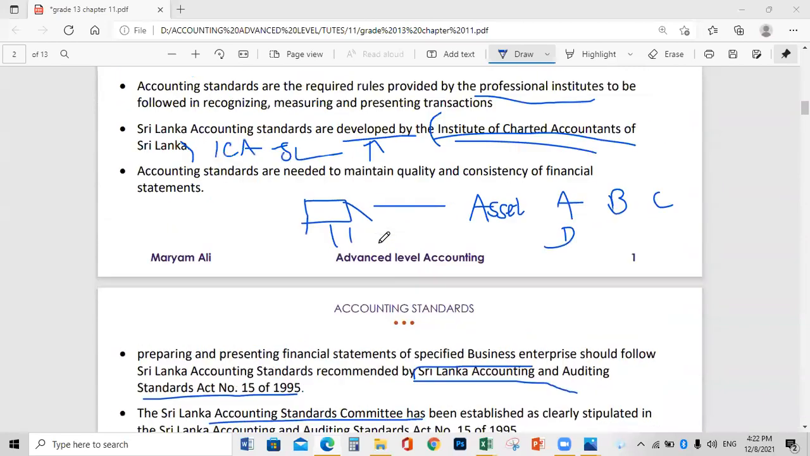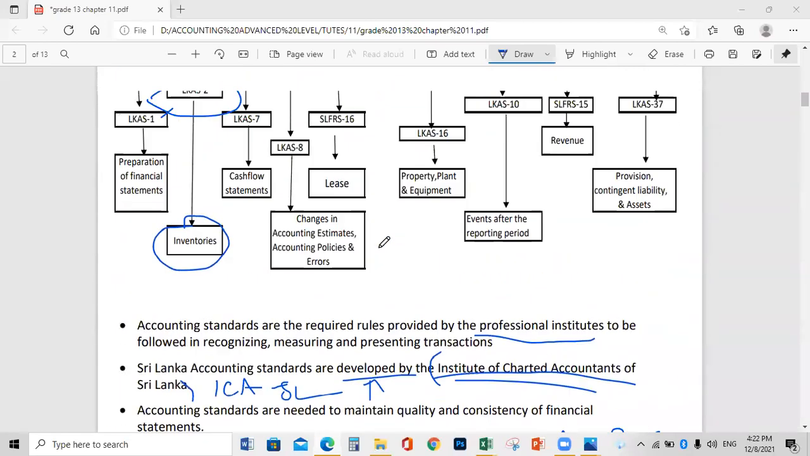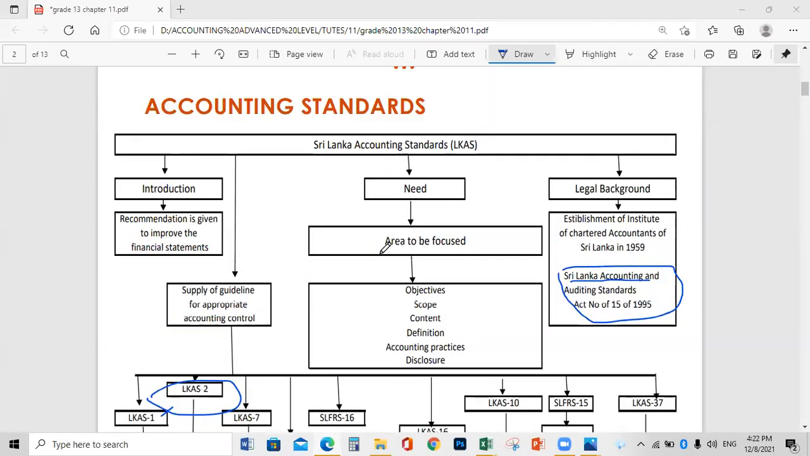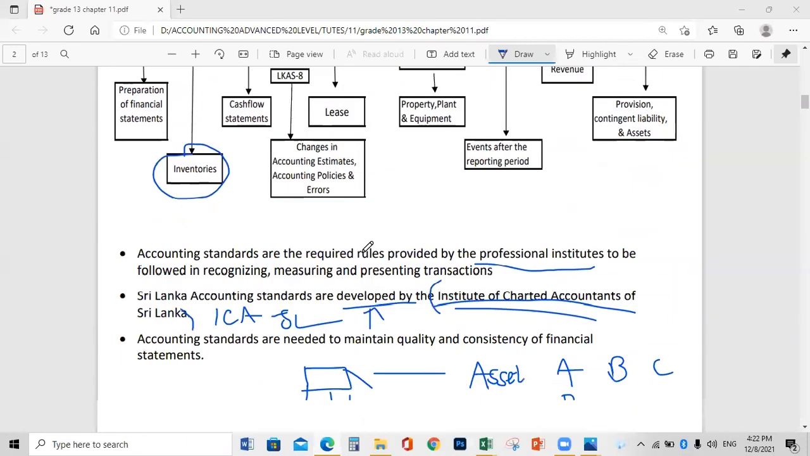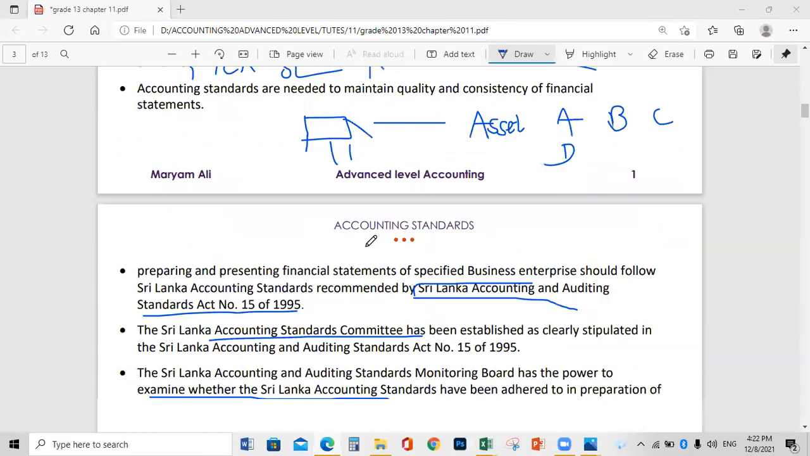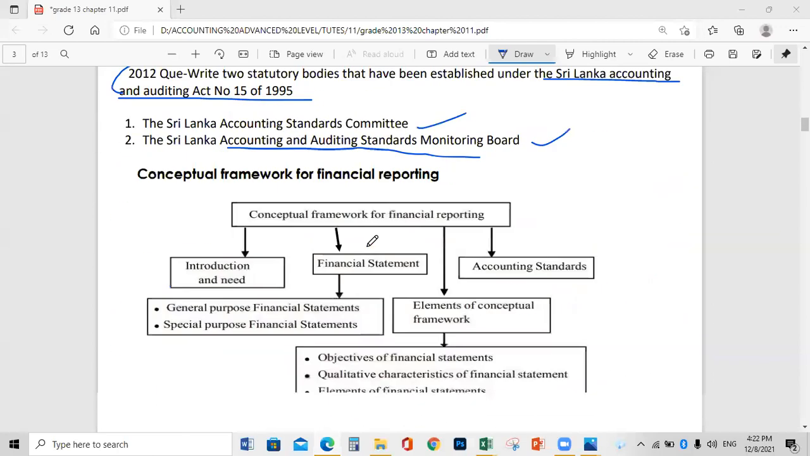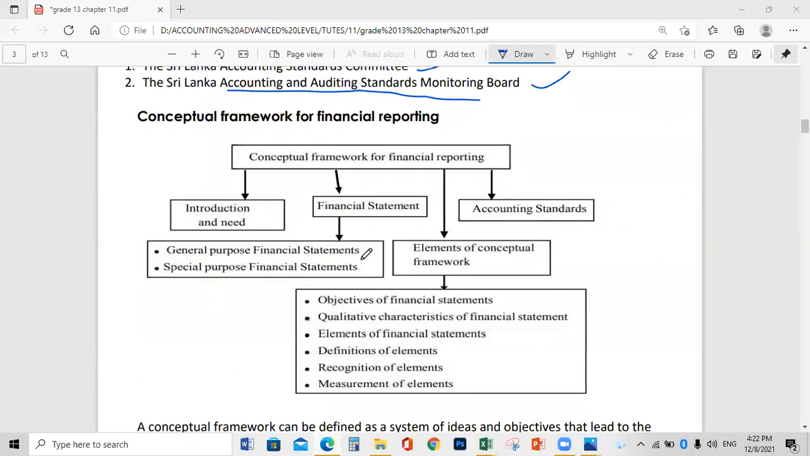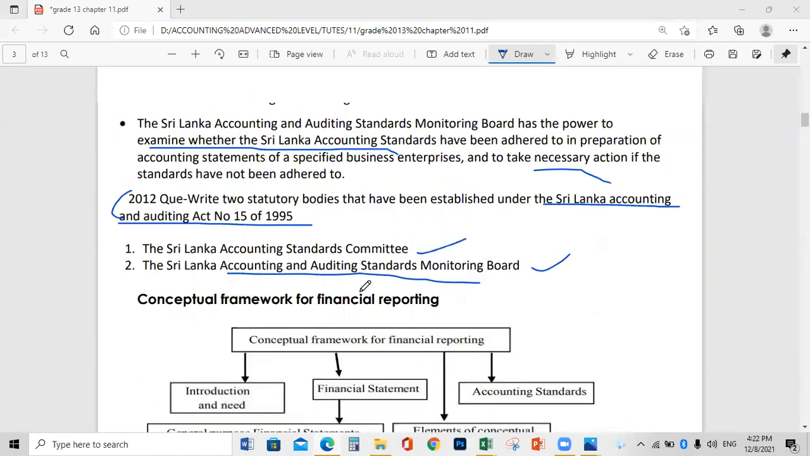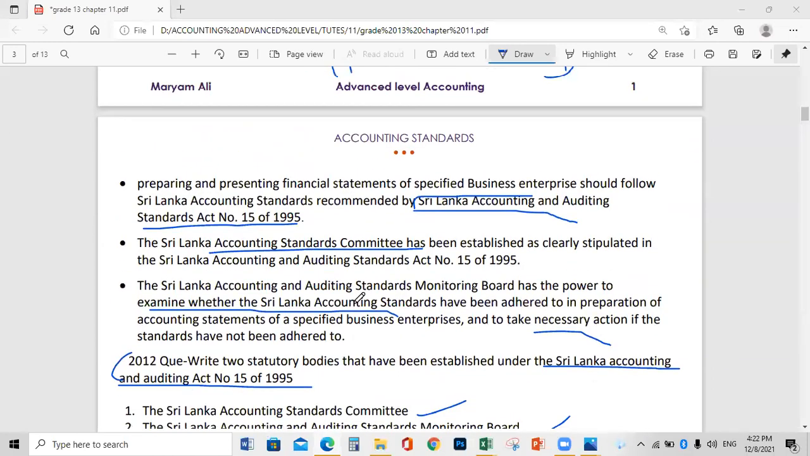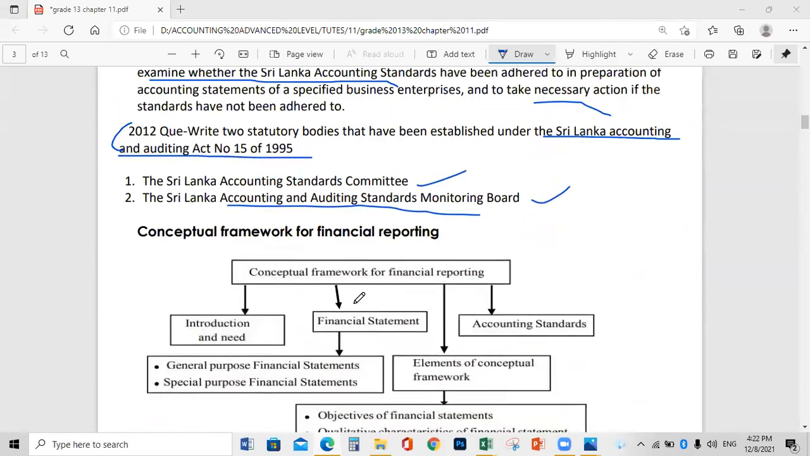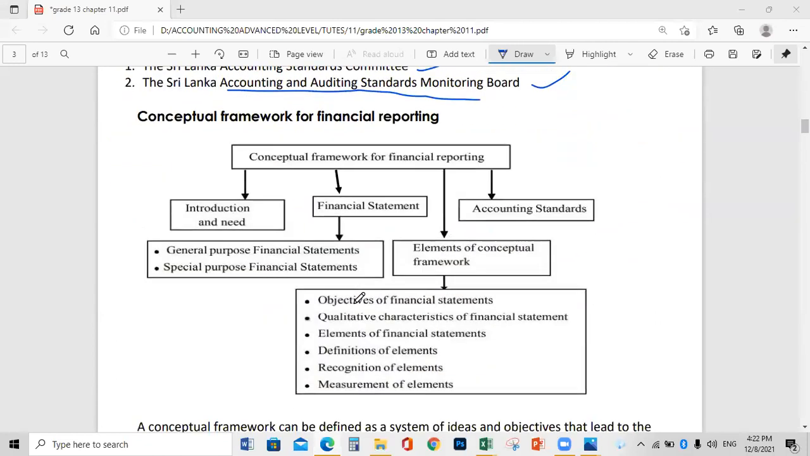You now know the summary. I mean, you have an idea what an accounting standard is. Guys, accounting standards you have to follow. It is compulsory. Okay, so guys, now this is something different. After accounting standards, this is something different. Now we are going to study the conceptual framework for financial reporting. We say the conceptual framework for financial reporting.